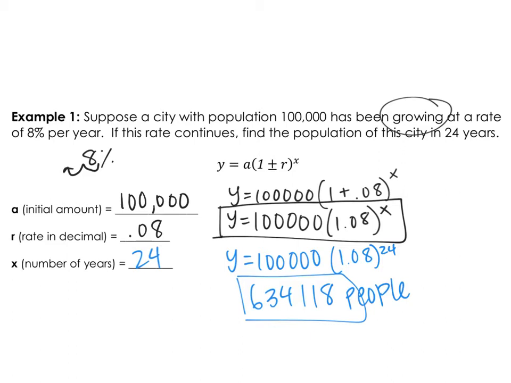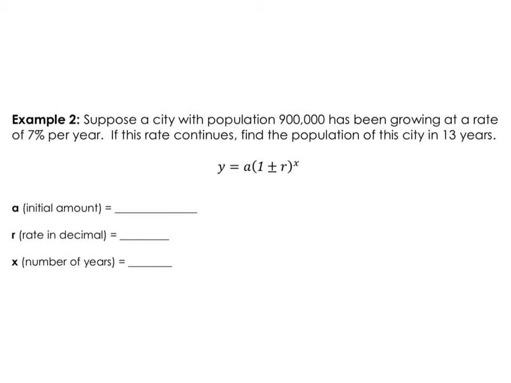Okay, let's try another example. If you want to pause the video now, the next one's very similar. You can try it on your own first and see how you do. Okay, so this one we have a population of 900,000. So that's our initial amount we're looking at. And we are growing at a rate of 7%. So that 7%, I'm going to switch to a decimal, giving me 0.07.